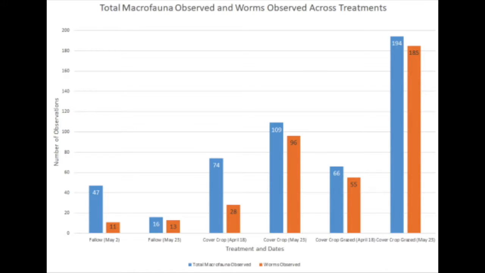For our worm abundance experiment, more worms were found in the cover cropped and cover cropped grazed treatments. We found fluctuations in total macrofauna discovered in our soil monoliths, which we can attribute to different soil moisture levels as a result of furrow irrigation. The most worms were found in the cover cropped grazed treatment, followed by the cover cropped, then the fallow.